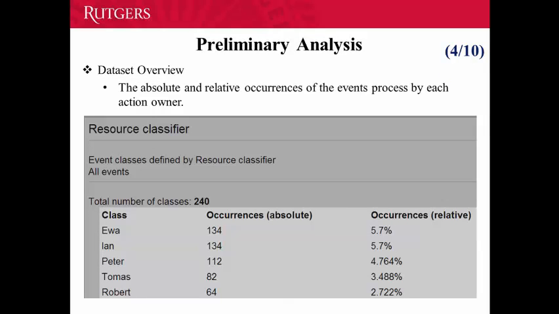And then this table shows the resource classifier, which means the left-hand side shows the action owners. So there are overall 240 action owners, and the absolute and relative occurrence of each event for each action owner. Like for the first and second row, E1, EN, they both have 134 events on their hands they need to deal with.